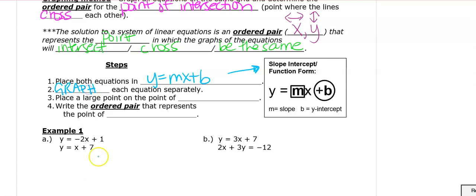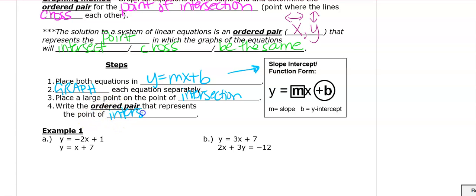And this is where I always have students get a map pencil so they can graph one in color and then graph one in pencil. Or online, that's real easy to do. Just get 2 colored pens. You're going to place a large point at the point of intersection. Notice we've already said it like 3 times. Write the ordered pair that represents the point of intersection.